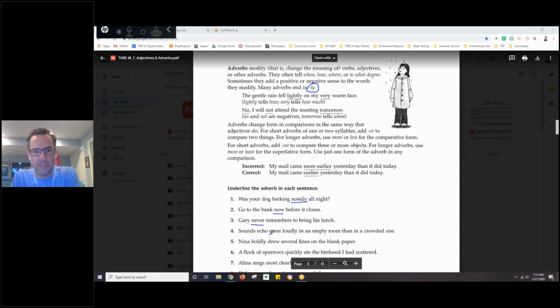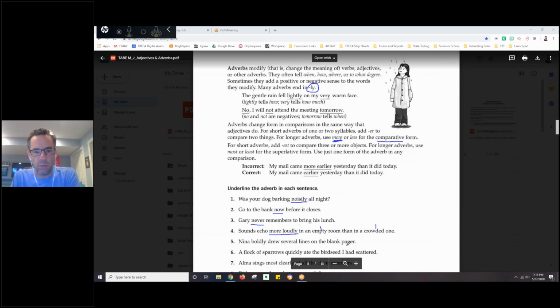So I'm going to say it's more loudly is the adverb, because I'm looking up here on this rule for longer adverbs, use more or less. Because this is comparative form, so we're comparing an empty room and a crowded room. So sounds echo more loudly in an empty room.